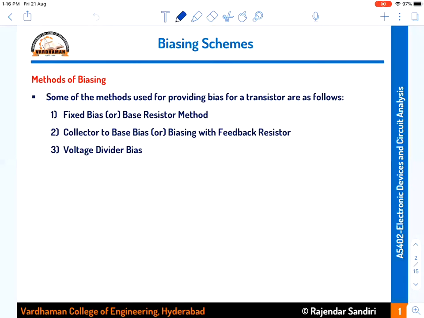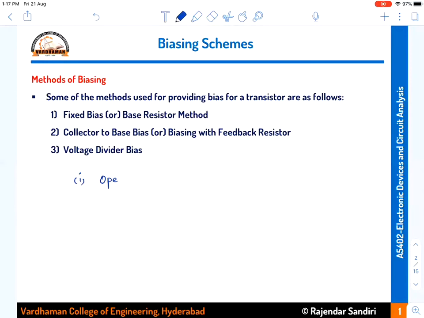The different methods of biasing are fixed bias, also called the base resistor method, the second one is collector to base bias, which is called biasing with feedback resistor, and the third one is voltage divider bias. So these are the three different biasing methods. For each of these methods, we'll do the operating point calculation.